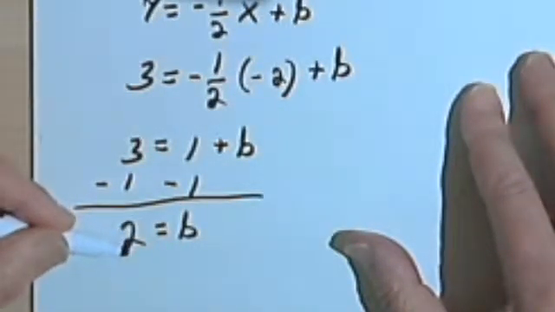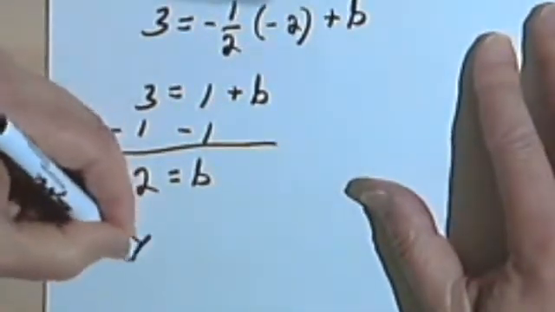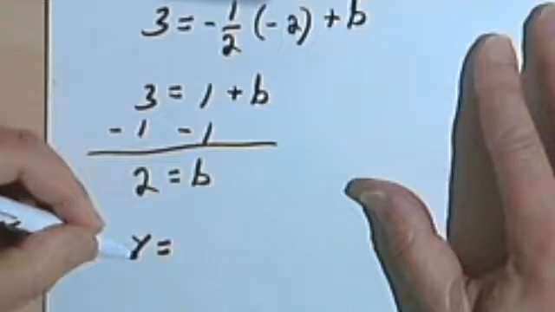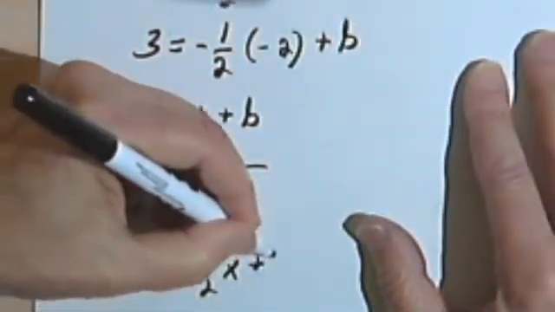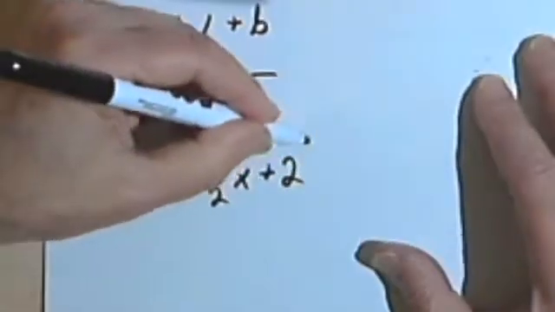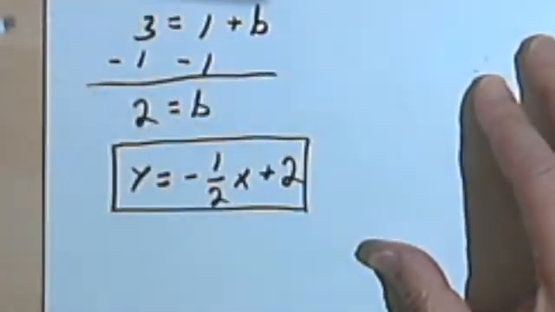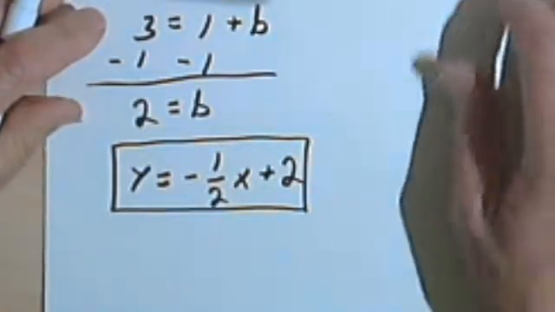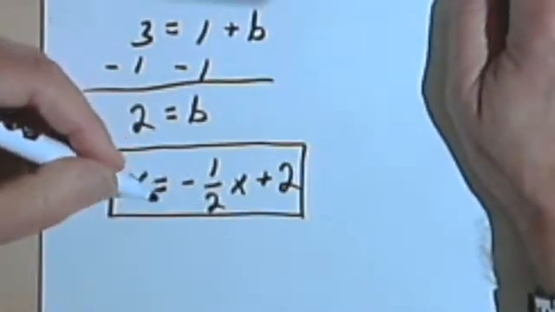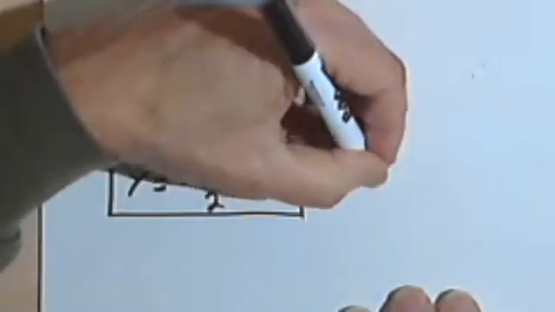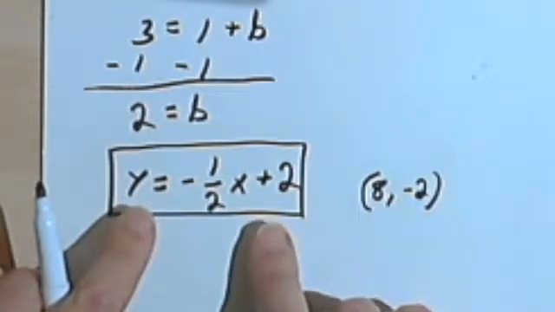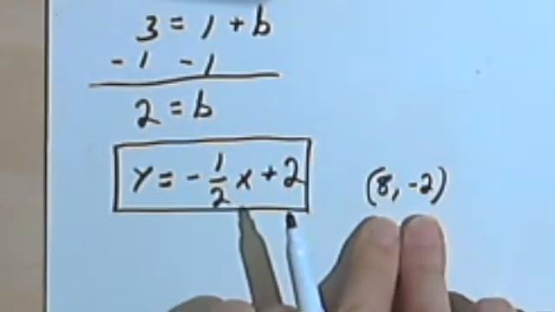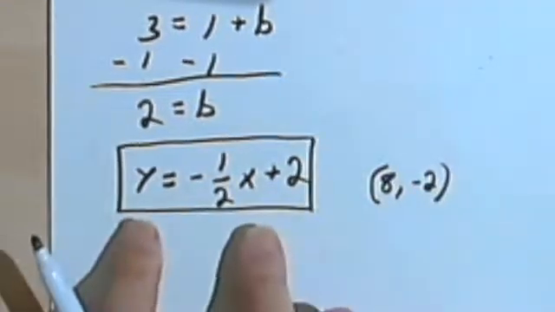So now that I know that b is 2, I can write my finished equation. y equals my slope, which was -1/2, times x plus 2. So that should be my equation. And actually I can check this. So let's take this equation and plug in the other point. Remember, the other point was 8, -2. And if this equation is right, then 8, -2 should be an ordered pair which satisfies this equation.